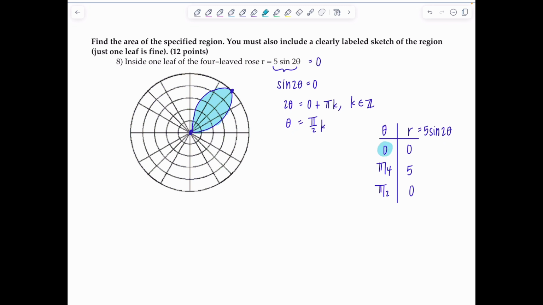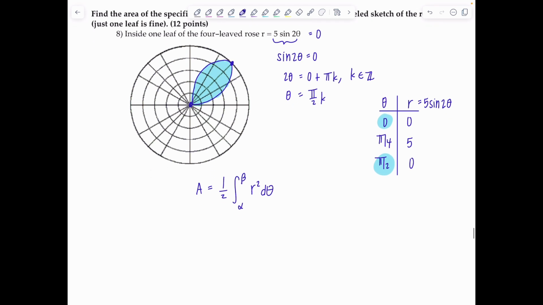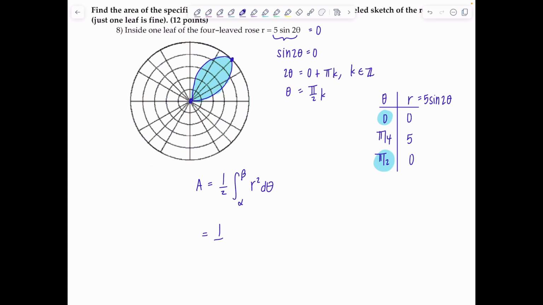But I can see here's my limits of integration. And then you do need to remember the formula for area of a polar curve. So it's 1/2 integral from alpha to beta of r squared d theta. I mean, typically the 1/2 is written on the inside, but I just tell them always take those constants out. Okay, here we go. So we have 1/2, limits of integration are 0 to pi over 2. And then the radius squared, that would be 5 sine 2 theta squared d theta.